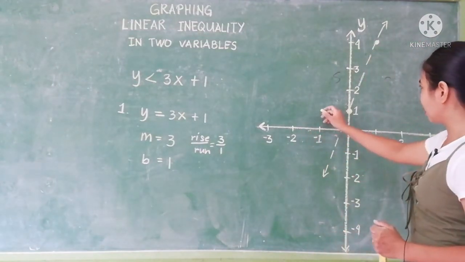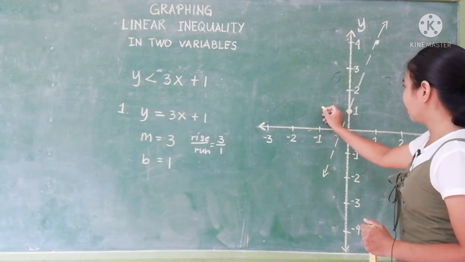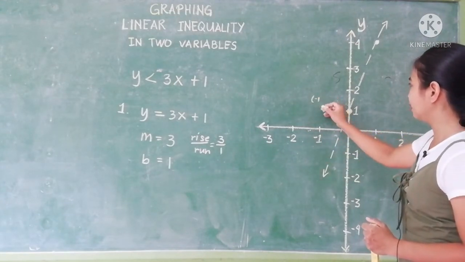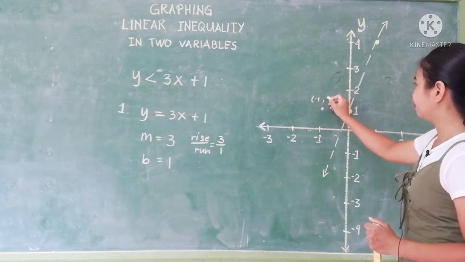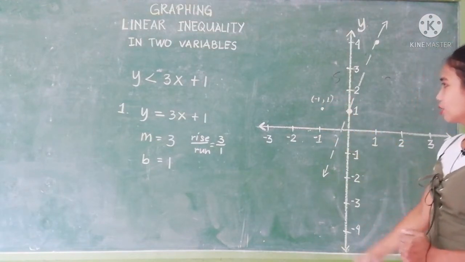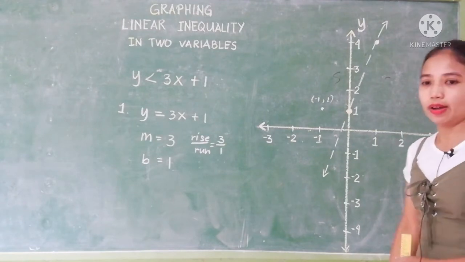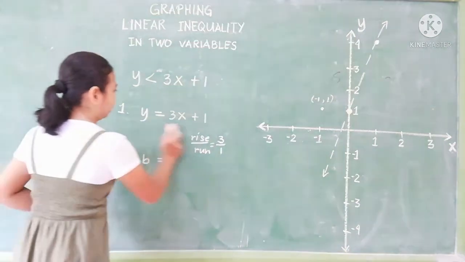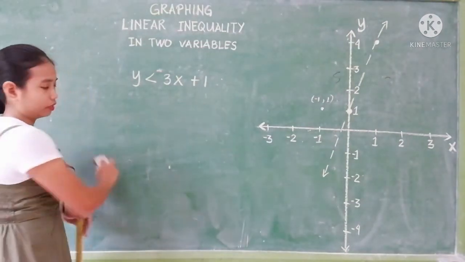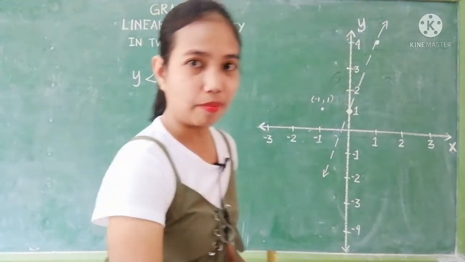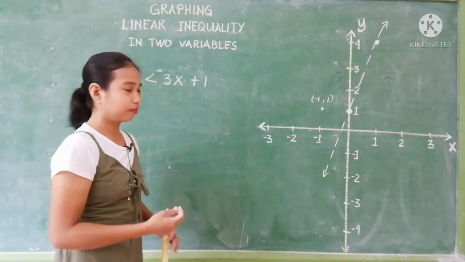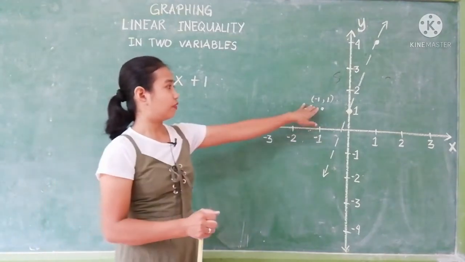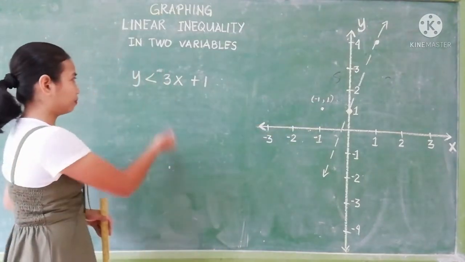So let's try here. The point, this point is negative 1, 1. Okay? So i-try natin ang negative 1, 1 if it will satisfy our inequality. Okay, so I will erase this now. So para try natin kung magsasatisfy siya ng inequality or not, ang gagawin natin is we will just substitute, okay, the values of the x and y from the inequality.